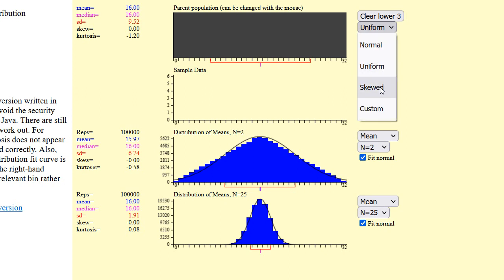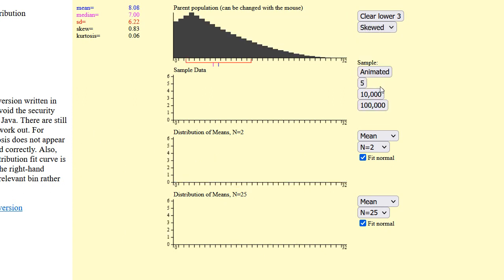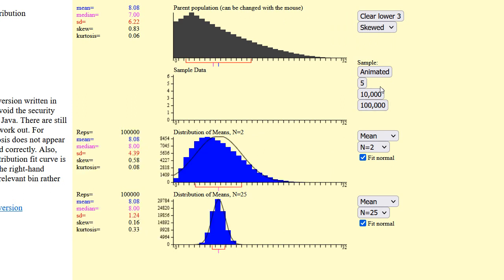So how about a skewed distribution? There's our skewed distribution. We do 100,000 samples of size 2, and we can see that this is not quite normal. It's still skewed. But when we do samples of size 25, it's pretty close to a normal distribution.